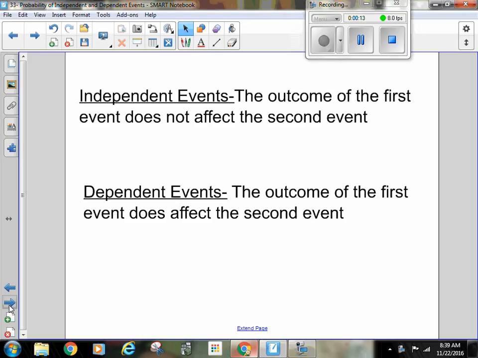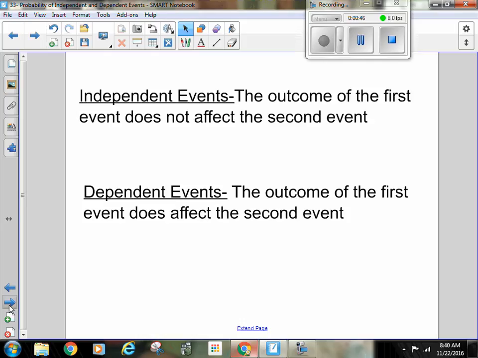good information. All right, so let's first discuss independent events: the outcome of the first event does not affect the outcome of the second event. So example, what you choose for pizza toppings does not affect how many slices of pizza you eat. Well, it might if it's something you like or you don't like. Let's try that again. What color your shoes are does not affect your grade on your math test. Okay, independent events. Dependent events, the outcome of the first event does affect the second event.